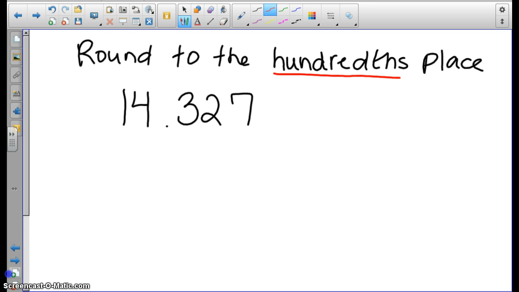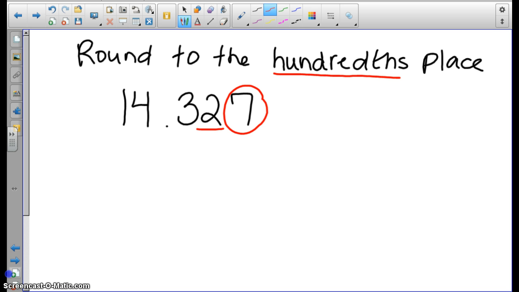Okay, I just told you what number was in the hundredths place, and that number was 2. Your next step is to determine who your boss is and circle him. Your boss is always going to be the number right next door, or to the right of what you're rounding to. Our boss is 7. The question you ask yourself is, is 7 5 or larger, or is 7 less than 5? Okay, in this example, 7 is larger than 5, so we're going to round up.